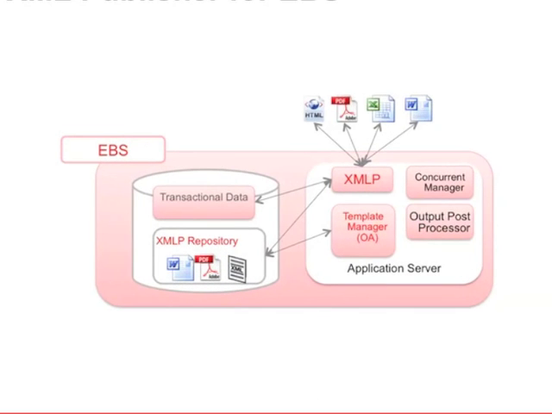BI Publisher has been integrated with E-Business Suite as XML Publisher, which is a previous name before it was renamed BI Publisher. It is a set of Java libraries that has been tightly integrated as part of the E-Business Suite applications. It has its own repository inside the E-Business database to store the layout and the data template, and its own web-based UI to manage those templates. It uses concurrent managers to schedule and run the reports and access the E-Business Suite transactional data. The problem is it can access only the E-Business Suite data.